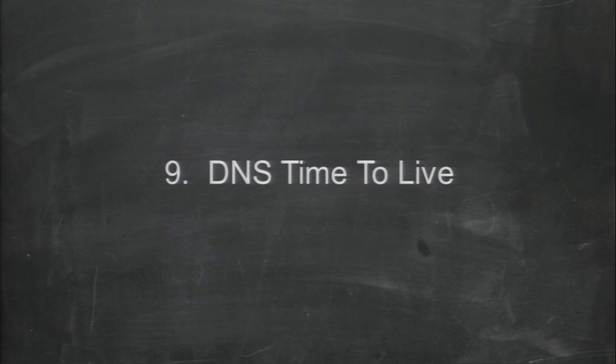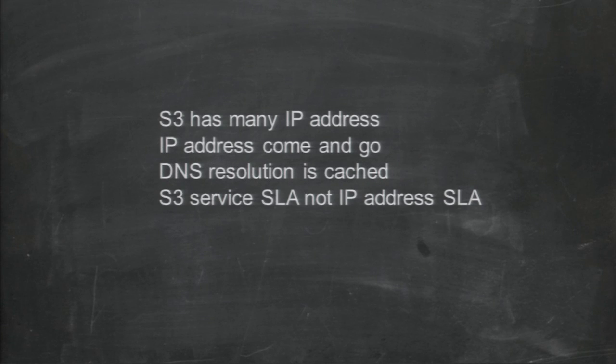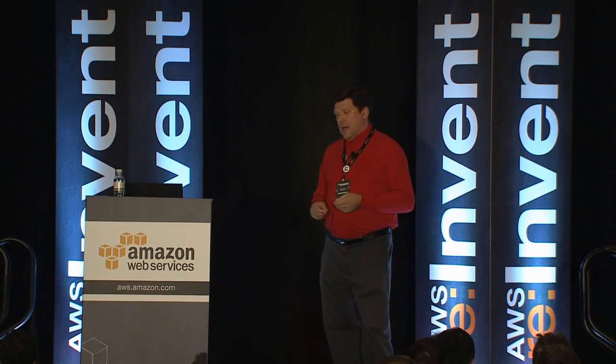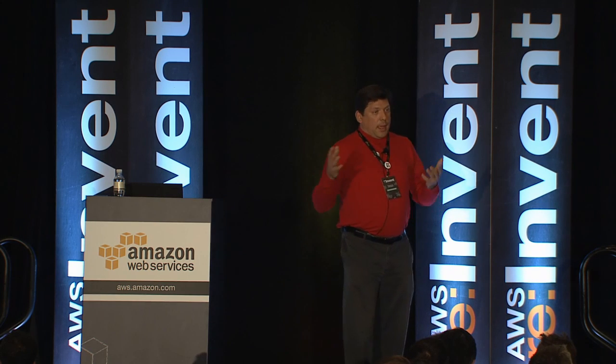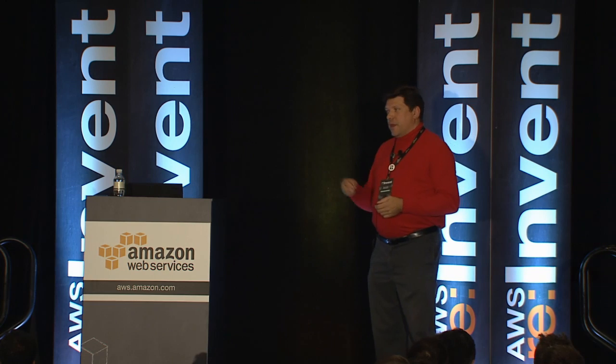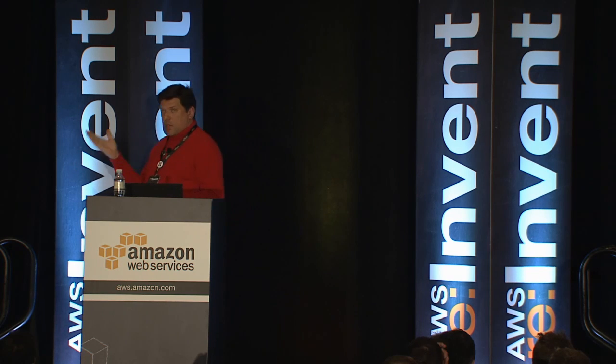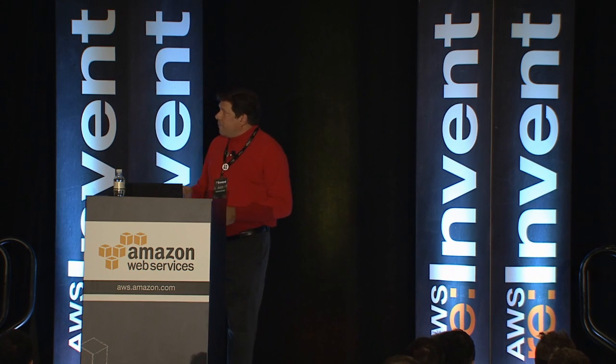DNS Time To Live. This is an issue that bites customers more often than we would like, and so I want to make a point of this. This is one of the things that hopefully you guys walk away from this talk with and remember, and it's not just applicable to S3. But a couple of key points. Well, first of all, S3 has many, many, many IP addresses. And these IP addresses come and go all the time. We're upgrading software and we may take some IPs out, or there could be power failures on a particular room or whatever. And these IP addresses come and go, and we're managing weights and things like that.